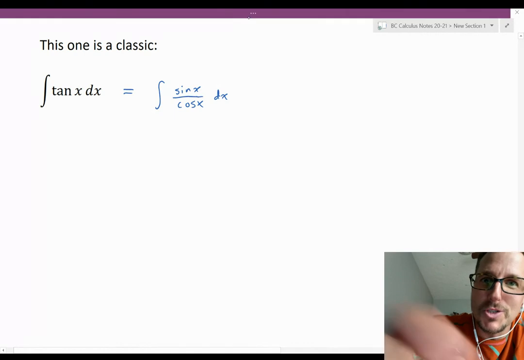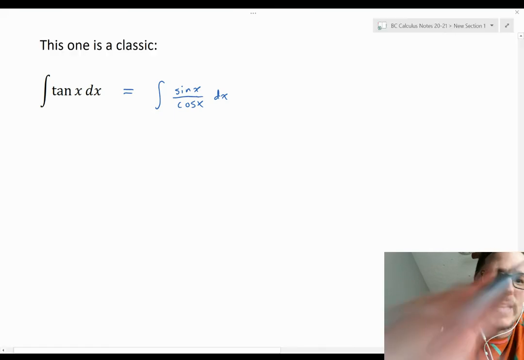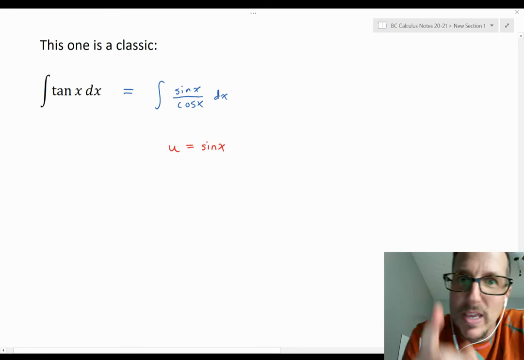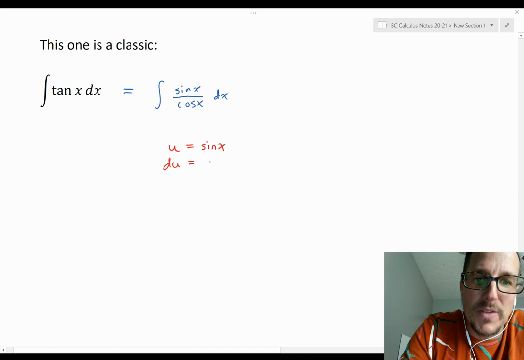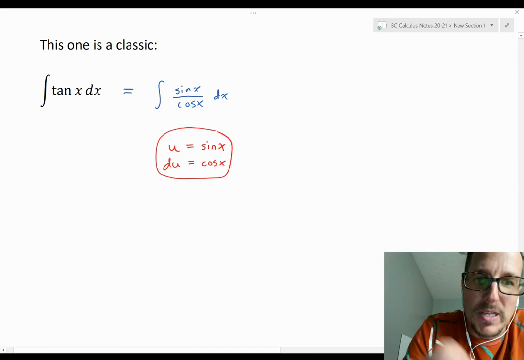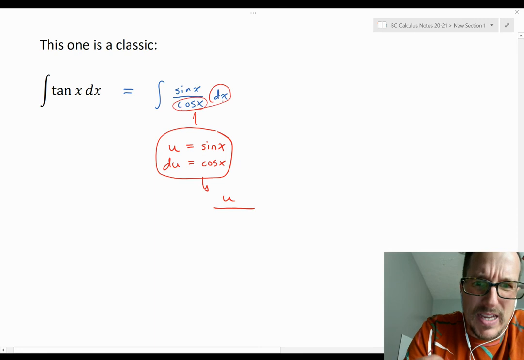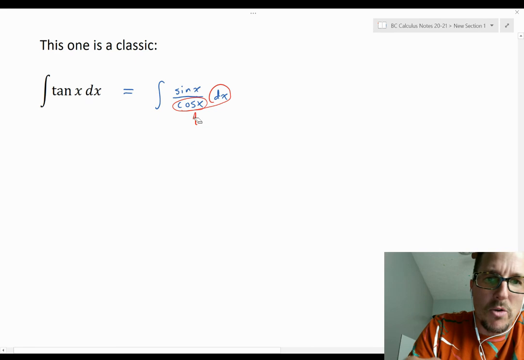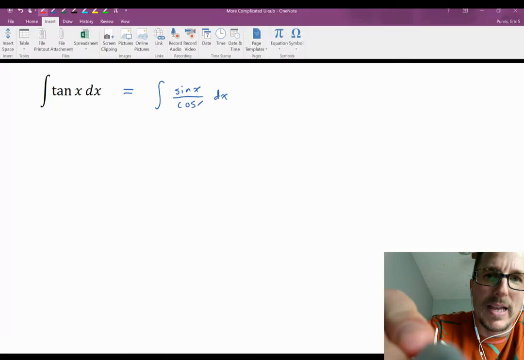Maybe u substitution will help. Okay, let's try it. What if u is sine x? Okay, if u is sine x, then the derivative of that is cosine x. Watch what happens. Nothing good, because I would get a u in the numerator, and this isn't even cosine x times dx. It's dx divided by cosine x. That's not what I want. Uh-oh, I'm out of luck. So I guess I better go back to the drawing board and set a new u.